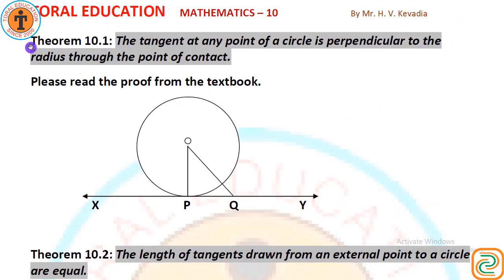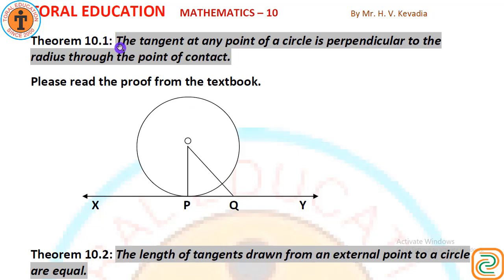Now, friends, theorem 10.1. The tangent at any point of a circle is perpendicular to the radius through the point of contact. Here, tangent XY is a tangent and P is the point on the circle where line XY touches. Therefore, XY is a tangent. And OP is a radius. Q is another point on XY.